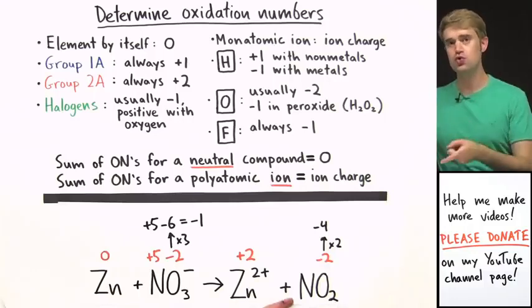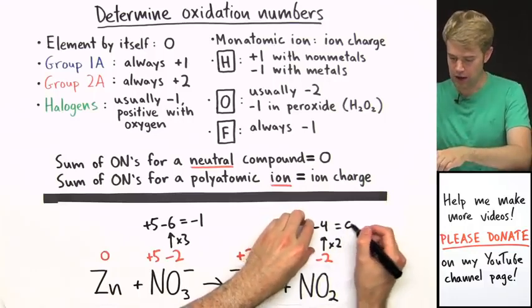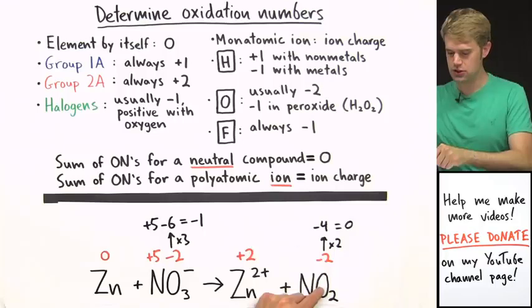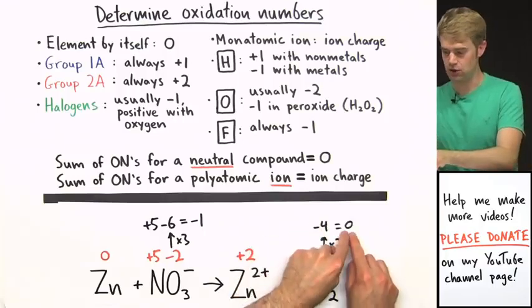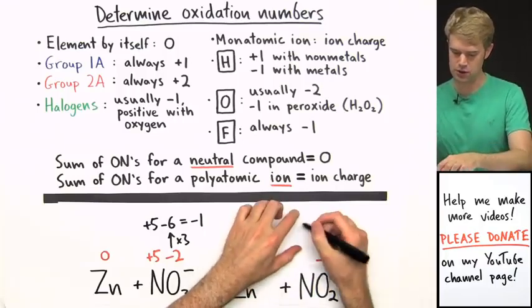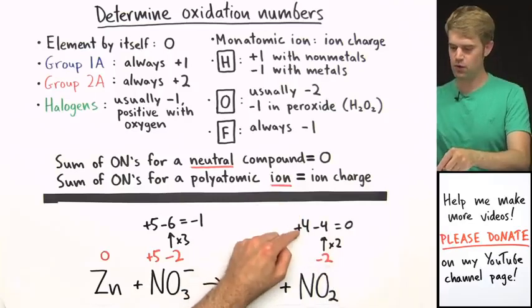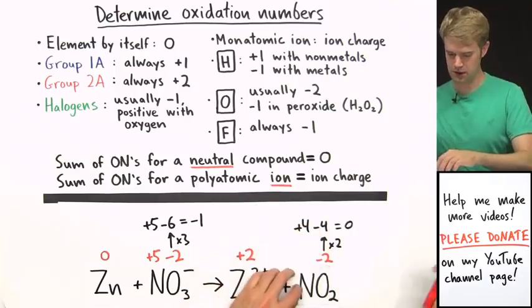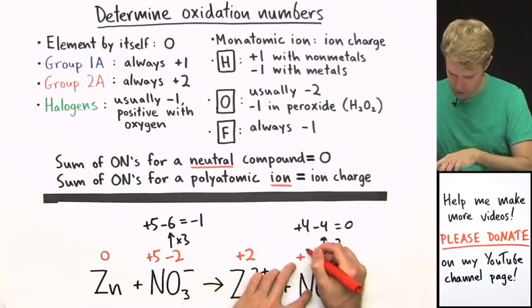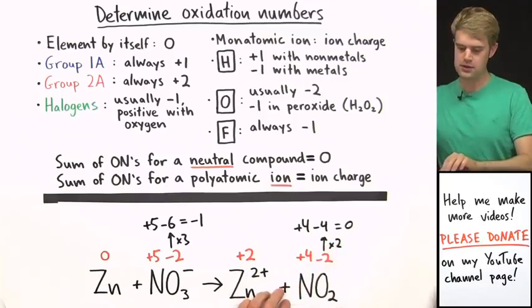NO2 here is a neutral compound though. So nitrogen's and oxygen's oxidation numbers are going to add to 0. So that means that nitrogen's is going to be +4. +4 minus 4 equals 0. So +4 for nitrogen on this side of the equation.